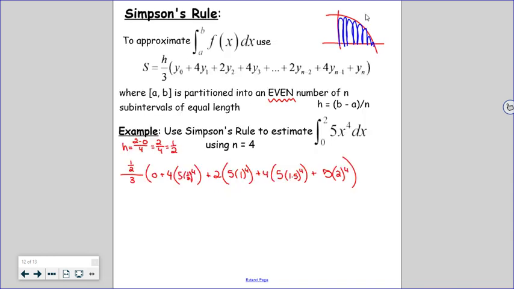So the similarities, again, we have our height, but we divide by 3. We multiply our interior points, but we alternate starting with 4, 2, 4. We ran out of interior points. We use the first and last only once. Simpson's rule. Okay, using your parabolas to approximate the area instead of rectangles or trapezoids.